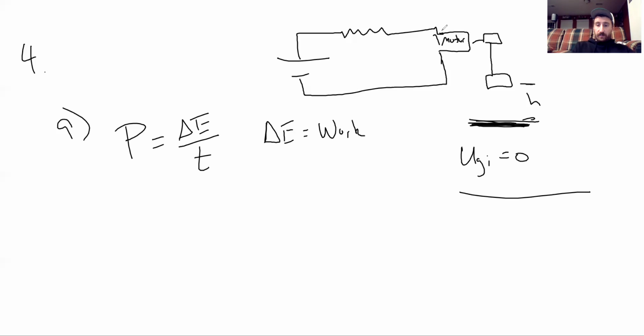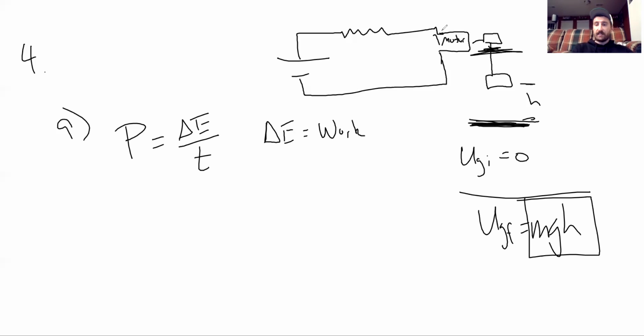After you do the work on it, it's still not going to be moving once you get to the top. Once it finally gets to the top, it's not going to be moving, so 0 kinetic energy, but it's going to have potential energy. So our change in energy is going to be equal to the potential energy it has at the top. That change in energy is equal to the work done. In other words, the work done by the motor is how much it changed the energy of the box. So therefore I can plug that in.